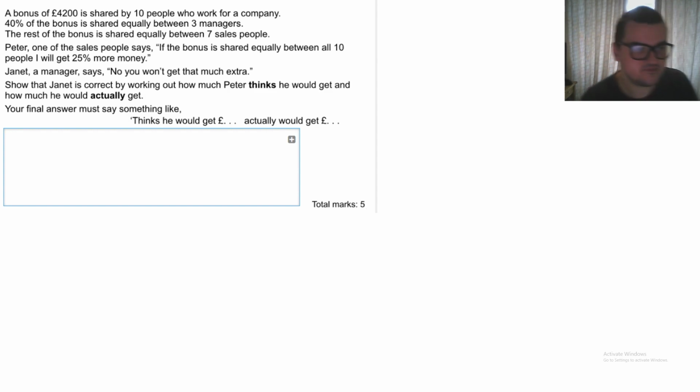Now this is a big 5 marker. So let's go through it. It looks like a lot of words. Don't be daunted. Just take it one line at a time.